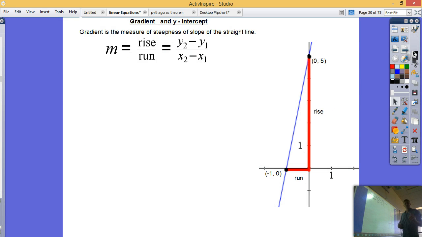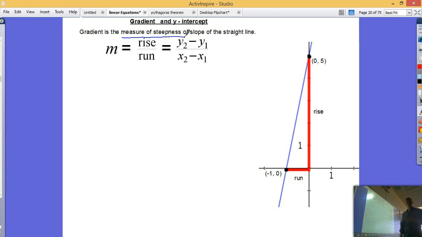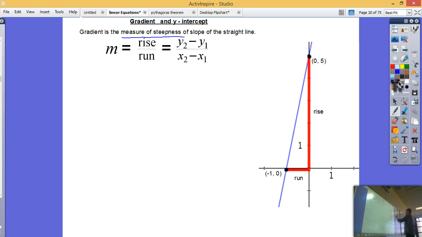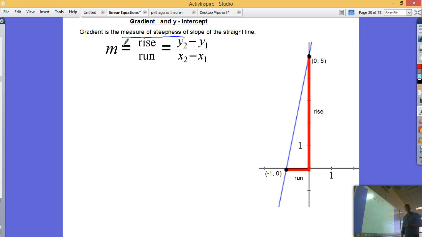Alright, so we're going to now make a connection. What do we call the m number? It is the gradient. It's the gradient of the line. Now the gradient measures steepness, or the slope, how steep it is. A large number gradient gives you a very steep slope, while a small number gradient is more flat. And negative, it's the other direction. So m is also determined by the rise divided by the run.